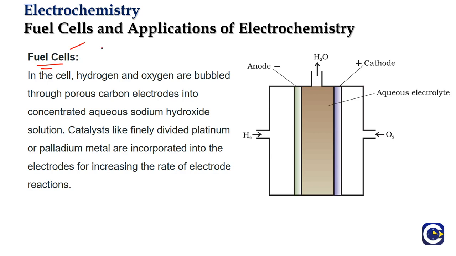What is a fuel cell? If you look at fuels, whether hydrocarbons like methane, ethane, etc., or other fuels like hydrogen gas, in fact hydrogen gas is one of the fuels with the highest calorific value. This is used in rockets, rocket propulsion, etc.